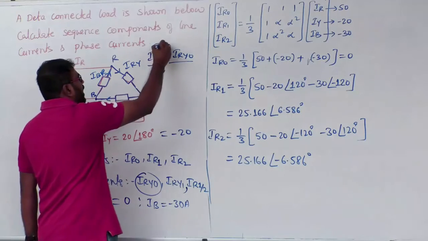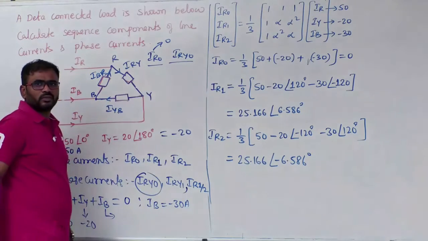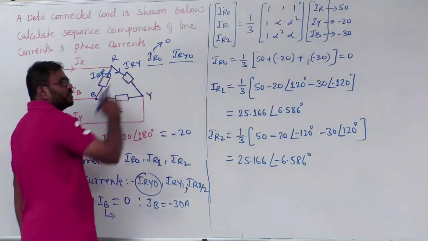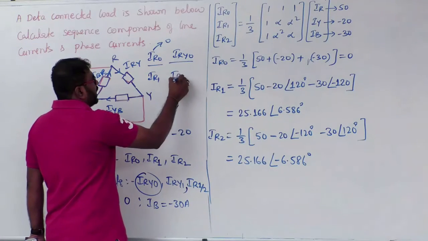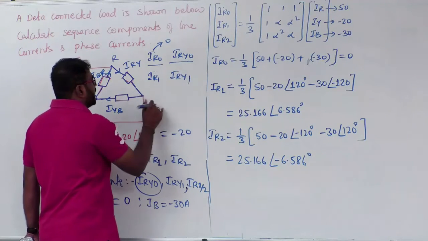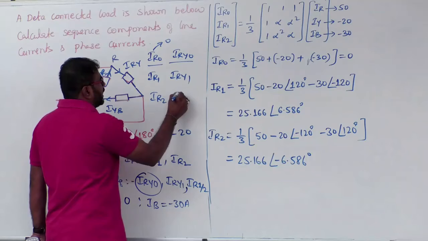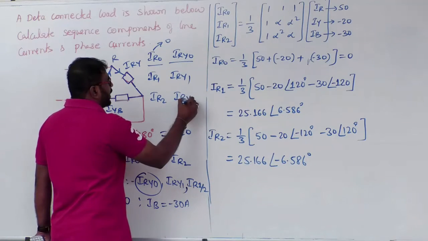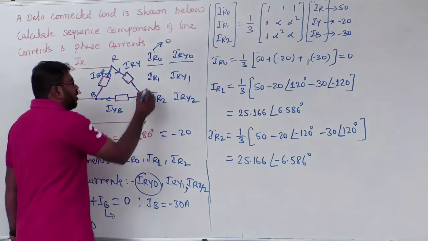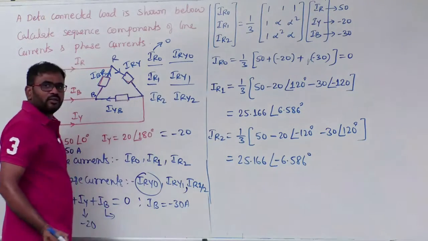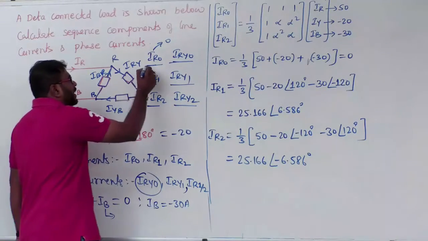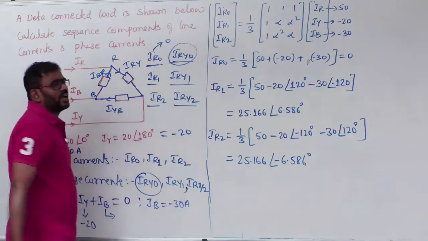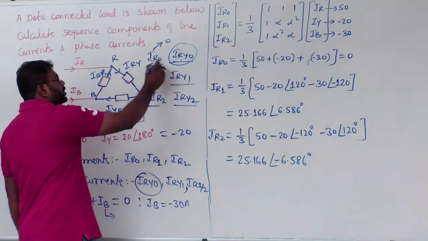Strictly speaking, this value is 0. There is no direct relation between these two. But there exists a relation between IR1 and IRY1, and between IR2 and IRY2. So the point is clear. If I know IR1, I can calculate IRY1. If I know IR2, I can calculate IRY2 directly. But if I know IR0, it is not possible to calculate IRY0 because there is no relation between these two.